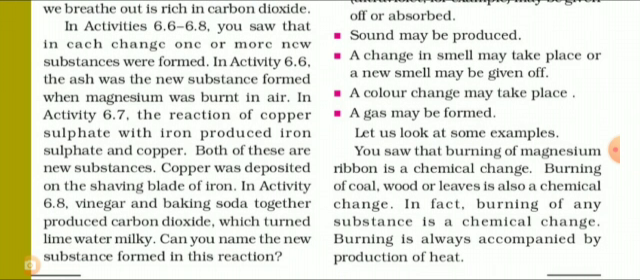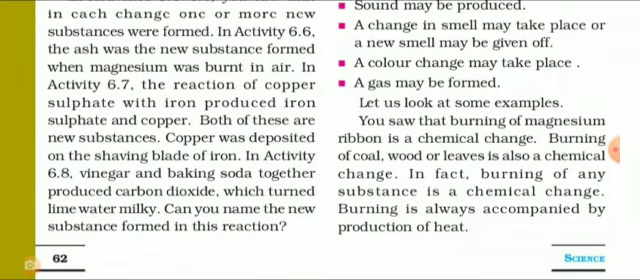Now in activity 6.6 हमने क्या किया था, उसमें magnesium ribbon burning हुई थी जिससे कि ash produce हुई थी, और फिर हमने उस ash को test किया था for its basicity और acidity, right? Always keep the previous things in mind. The ash was the new substance formed when magnesium was burnt in air.